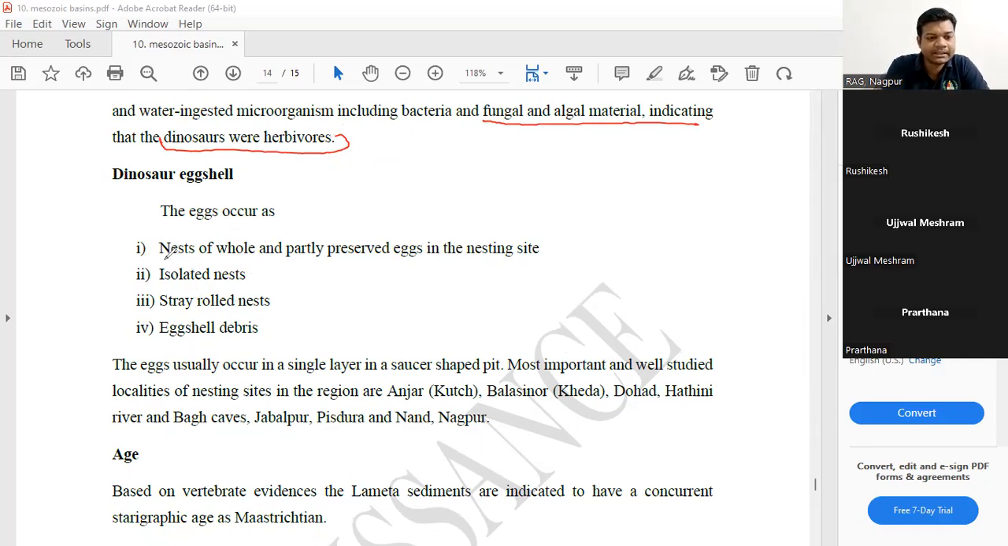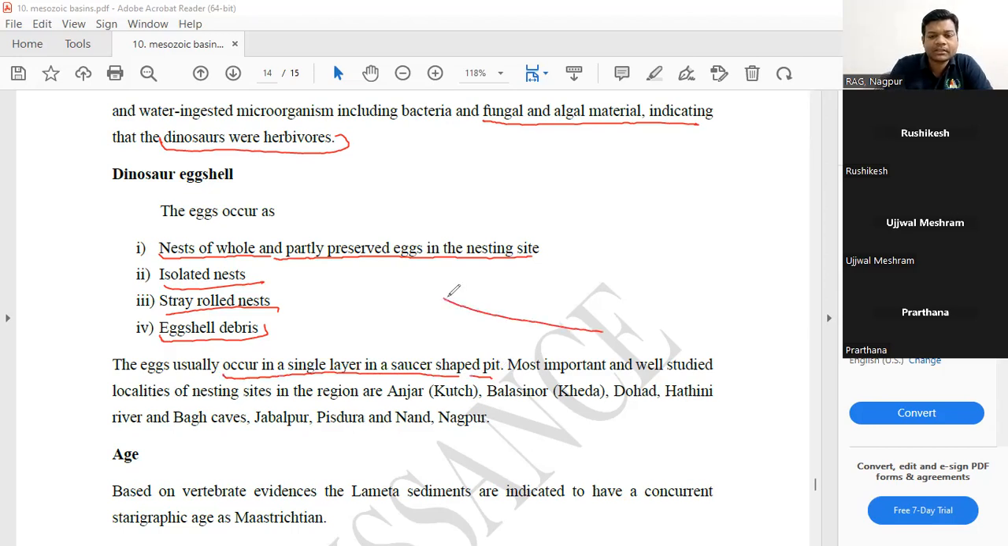The eggs occur as nests. The dinosaur eggs are very prominently seen in the lametas. These nests are whole and partly preserved eggs in the nesting sites. Isolated nests are found, stray rolled eggs are found, and eggshell debris is also found. So there are different types of eggs found in different forms. These eggs usually occur in a single layer in a saucer-shaped pit like this.